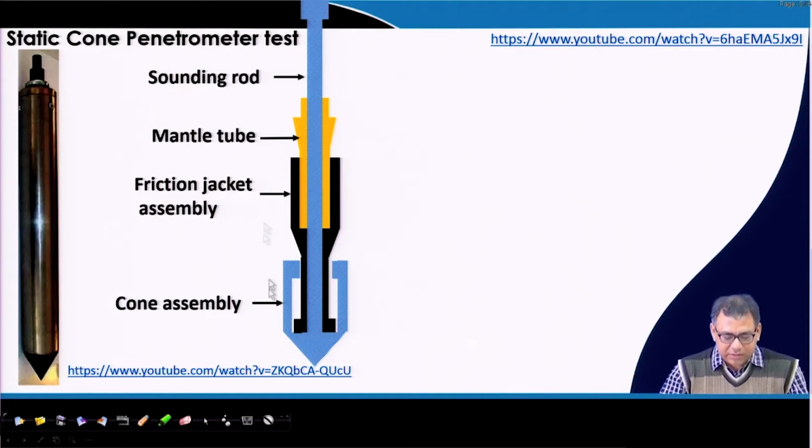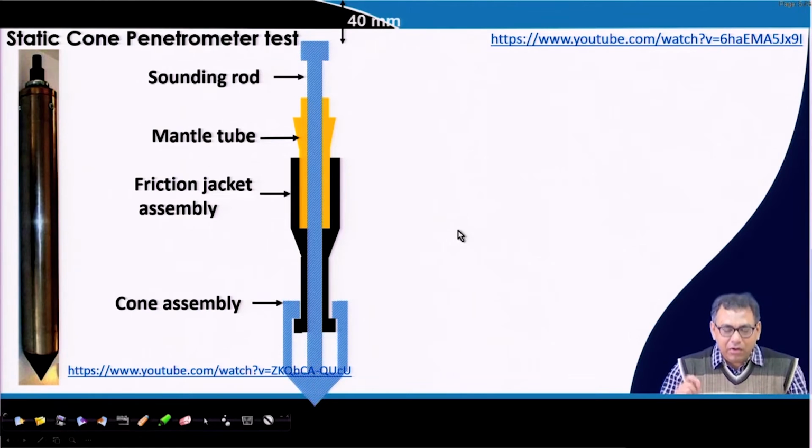So, this is the total assembly of this static cone penetration test. This is the sounding rod, this is the mantle tube, this yellow one, the friction jacket, this black one is the friction jacket, and the cone assembly is this one. Now, first this sounding rod along with the cone assembly is pushed by 40 millimeter into the soil.